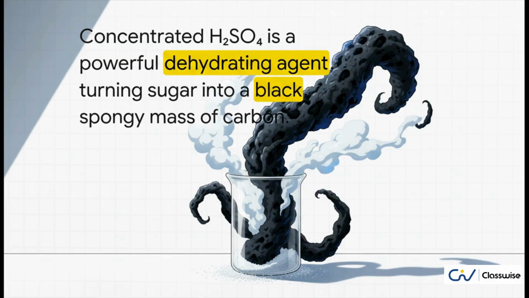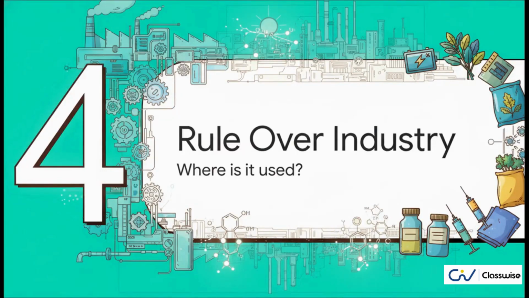It's a monster of a dehydrating agent. That means it's so thirsty for water, it literally rips the H and O atoms right out of other molecules. The most famous and kinda creepy demonstration of this is when you pour it on sugar. It pulls the water out and leaves behind this growing black snake of pure carbon. It's an unforgettable sight.